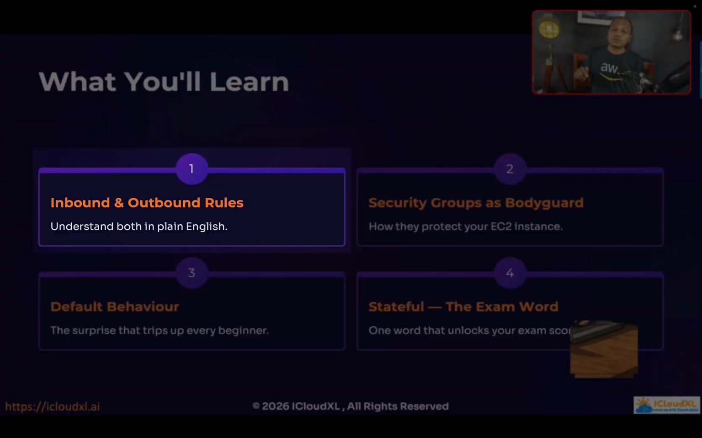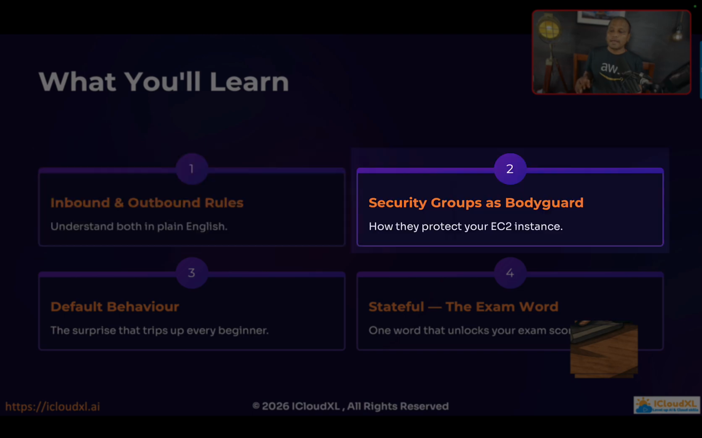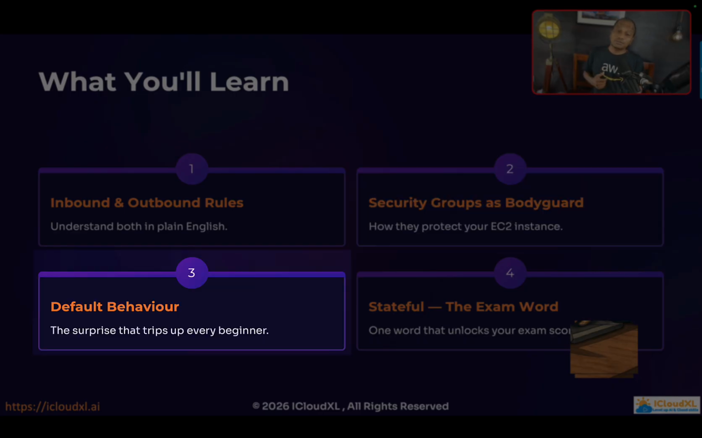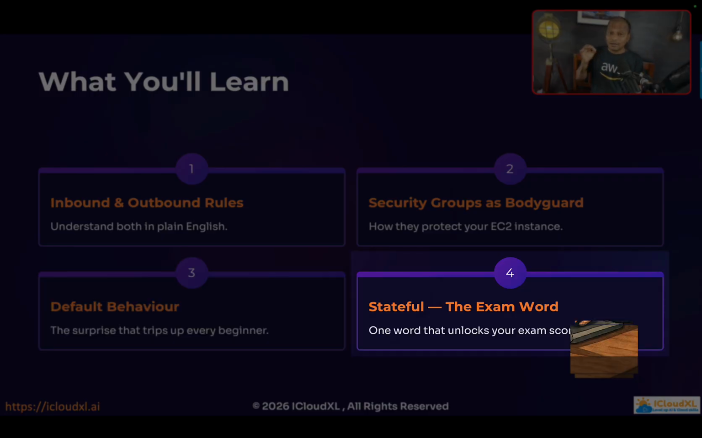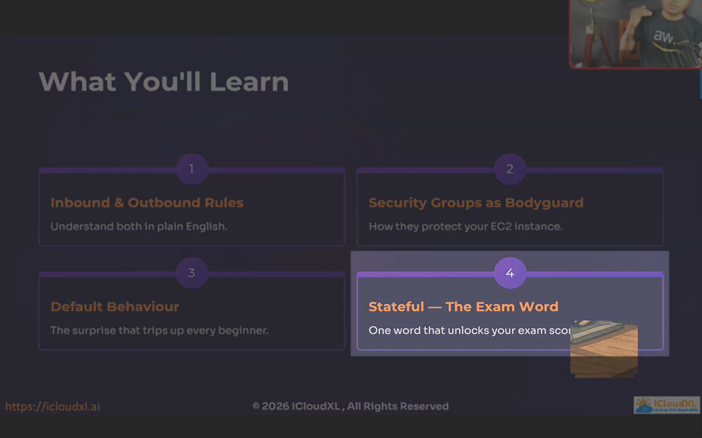In this video, you're going to learn inbound and outbound rules for the security group. Security group is your bodyguard. You're going to learn how they protect your EC2 instance, and the default behavior of the security group, the surprise that trips up every beginner. At the end, you will understand the real keyword for the exam is stateful. This is a keyword applicable for security groups.